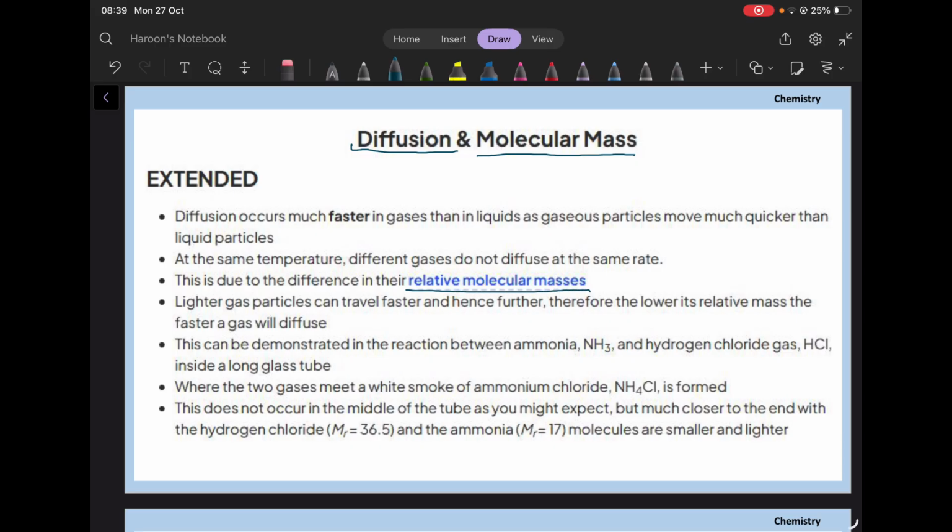Now, how do we calculate the relative molecular mass? So ammonia, for example, is NH3. What that means is it has one nitrogen. N is a symbol of nitrogen. H is a symbol for hydrogen. And you see this three down here. This means we have three hydrogens.